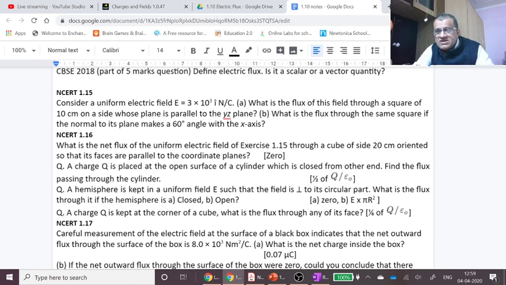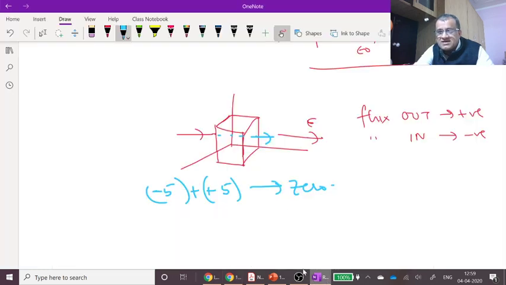A charge Q is placed at the open surface of a cylinder which is closed at the other end. And this is a popular question. CBSE has asked it. In HC Verma, there is a variation of it. So let us discuss these two questions, the hemisphere question and the cylinder question.